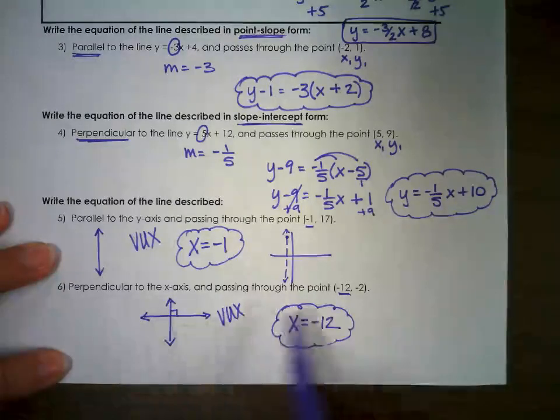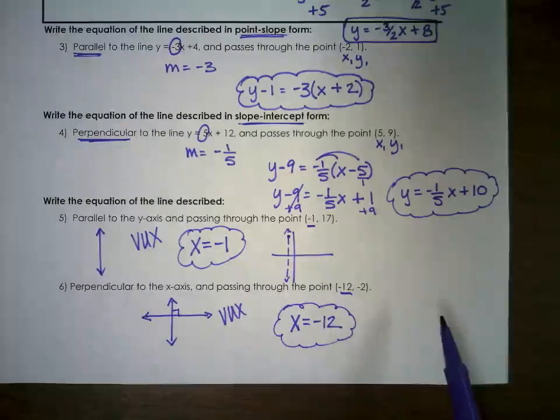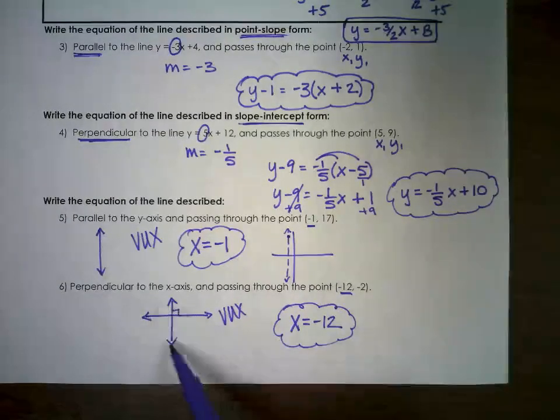Now, if it had said parallel to the x-axis, well, then it would have been a horizontal equation, and it would have been y equals negative 2, because your y equals equations are horizontal lines. Okay, but this one was perpendicular, so it was another x equals equation.